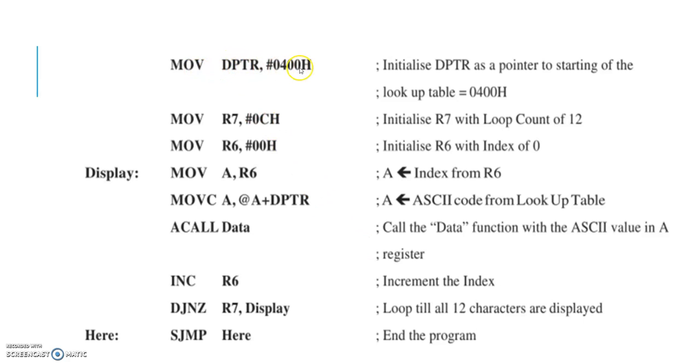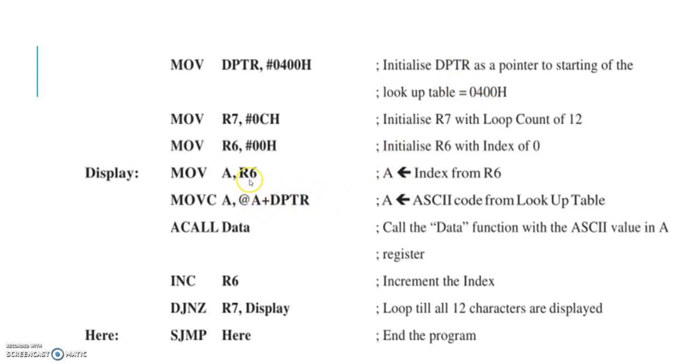Next, the DPTR is initialized to the starting address of the lookup table. We initialize the count for the loop, that is R7 is 0C, that is 12, and R6 for the index should be 0, so that we will get from the first location, that is 400 hex. Move A, R6 and MOVC A, @A+DPTR. So it takes the value from the lookup table.